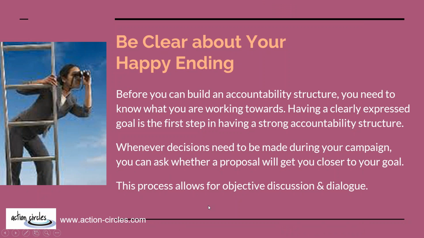So the first piece of an accountability structure is what we call at Action Circles a happy ending. Some people call the happy ending the big, hairy, audacious goal. Some people call it a vision statement. For us, a happy ending is really the end result that you're working towards. And for us, it's really a clear picture of that end result, not a high and mighty vision statement that's hard to imagine what it actually means.